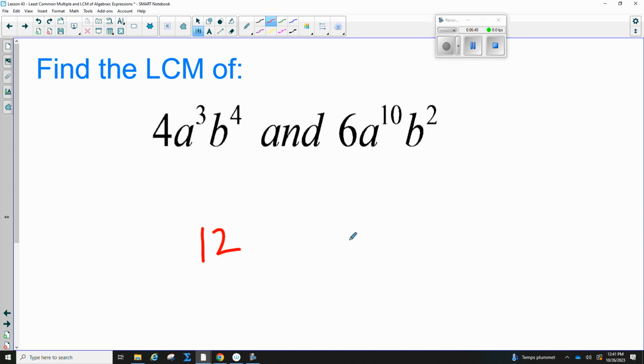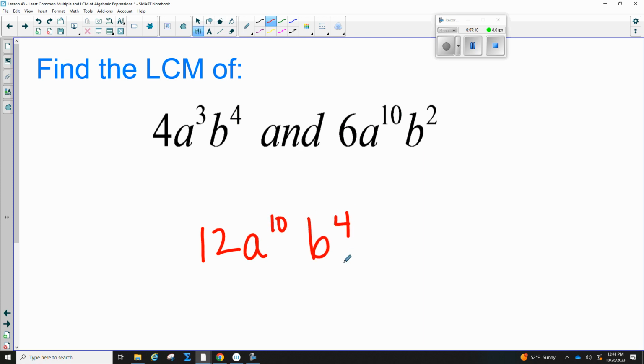All right, now for LCM, the least common multiple, you actually need whichever one has the most. For greatest common factor, we did whichever one has the least. For least common multiple, it's whichever one has the most, okay? Because they all have to be able to divide into it. So actually a to the 10th and b to the 4th is the answer, okay?